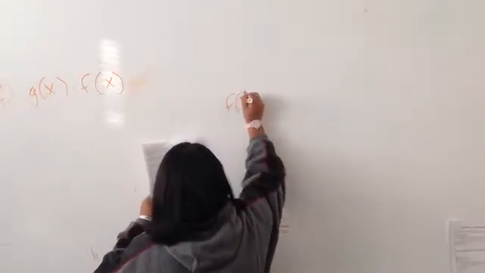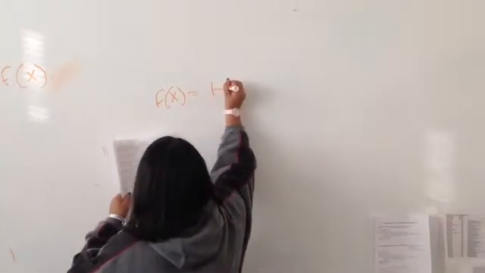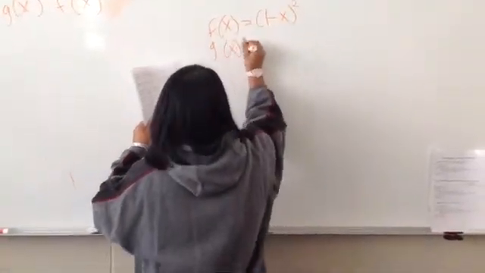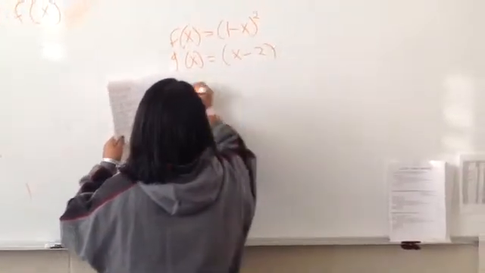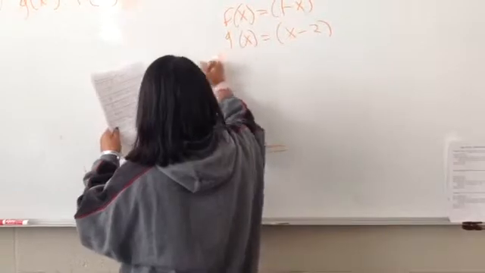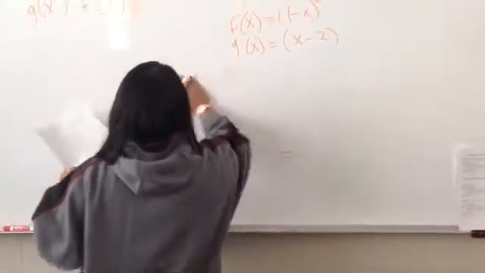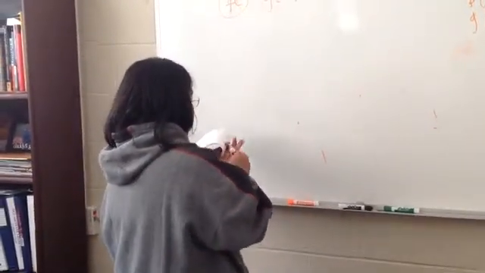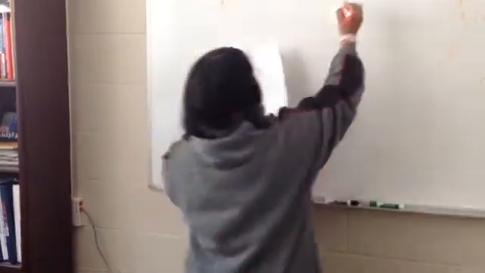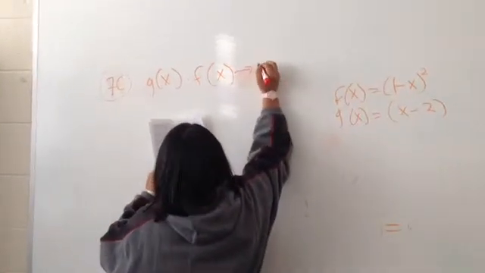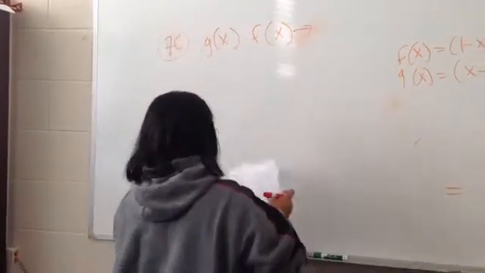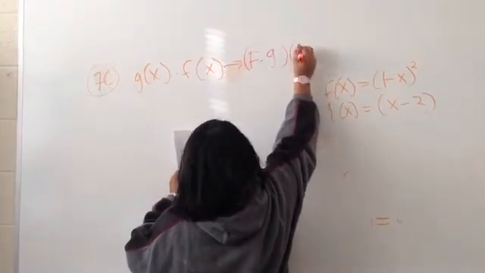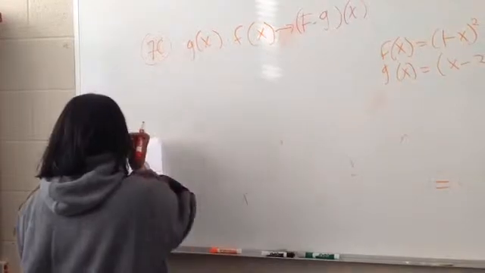f of x is equal to 1 minus x squared here, and then g of x is equal to x minus 2, and then h of x is equal to 2 square root of x, but we don't need to worry about that. And then in the problem we are asked to perform each function operation, and this is the same as saying f times g of x over here. So you're multiplying f and g together pretty much.